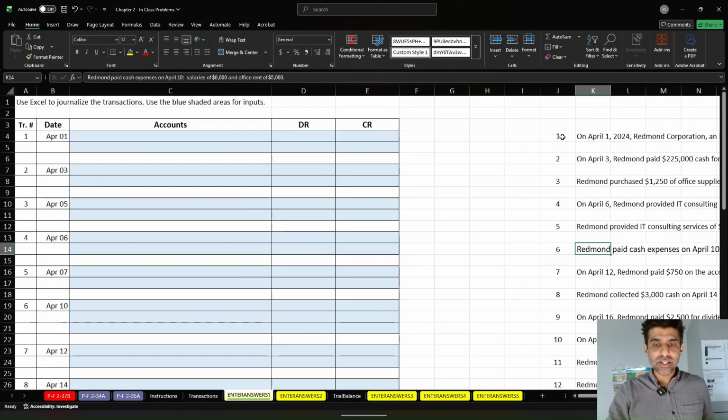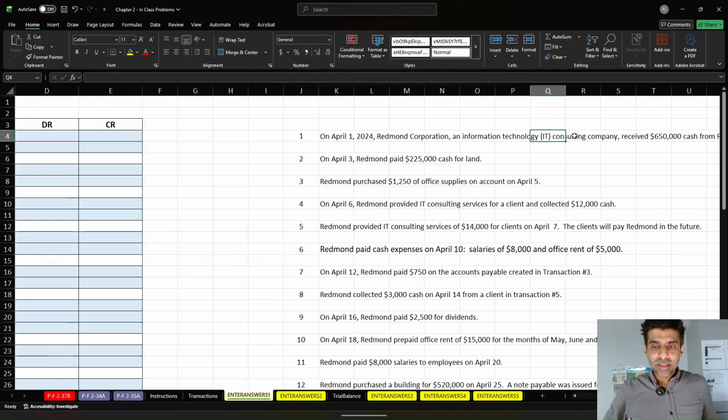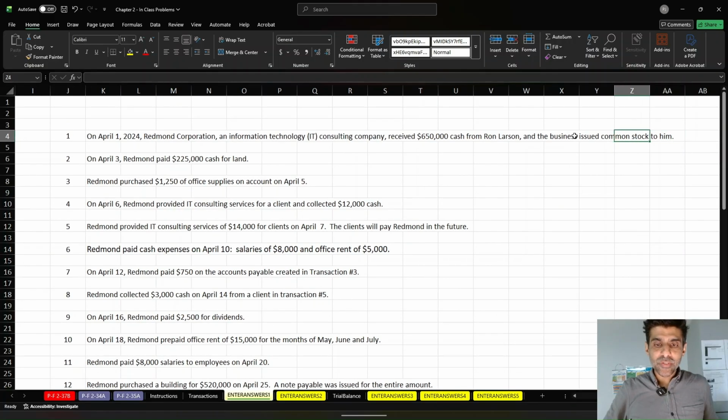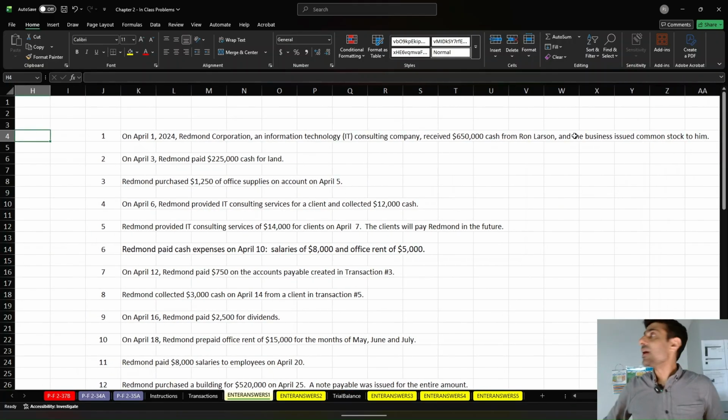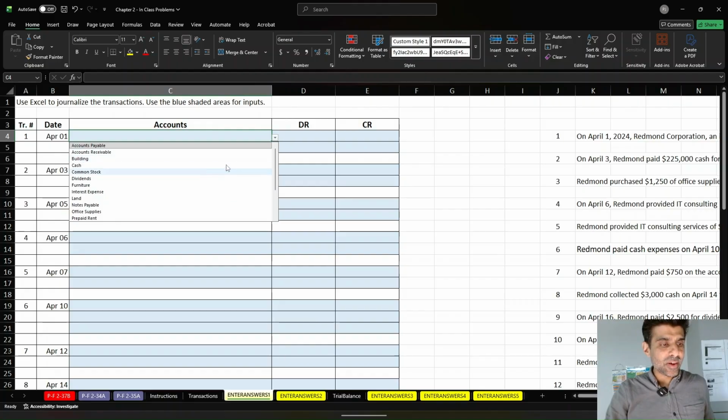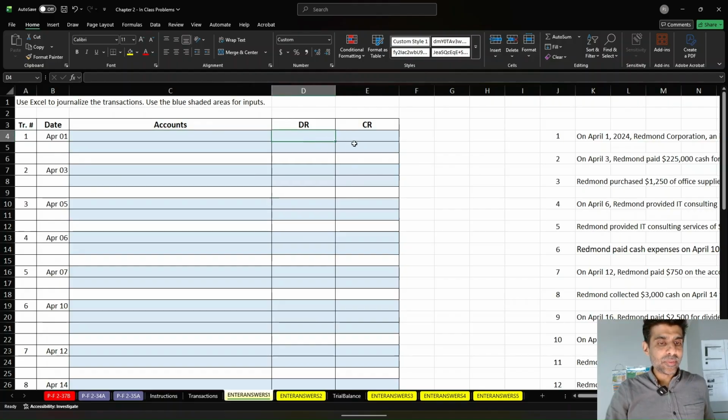For all these transactions, you can see on April 1st, this company received cash from issued common stock. So you're going to go through and figure out what accounts were involved, what type of account they are. Are they going up or down? Are they debited or credited? And then, this makes it a little easier. There's drop downs to pick the accounts. So the first step is to do this enter answers 1 tab.